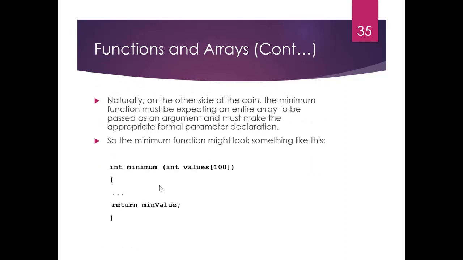Naturally, on the other side of the coin, the minimum function must be expecting an entire array to be passed as an argument and must make the appropriate formal parameter declaration. So, the minimum function might look something like that. Int minimum is the function name. It gets the value int. Here you have to mention the data type. It must be int and array name, or name and size. Size is not mandatory. You can just type only the array name. Okay.